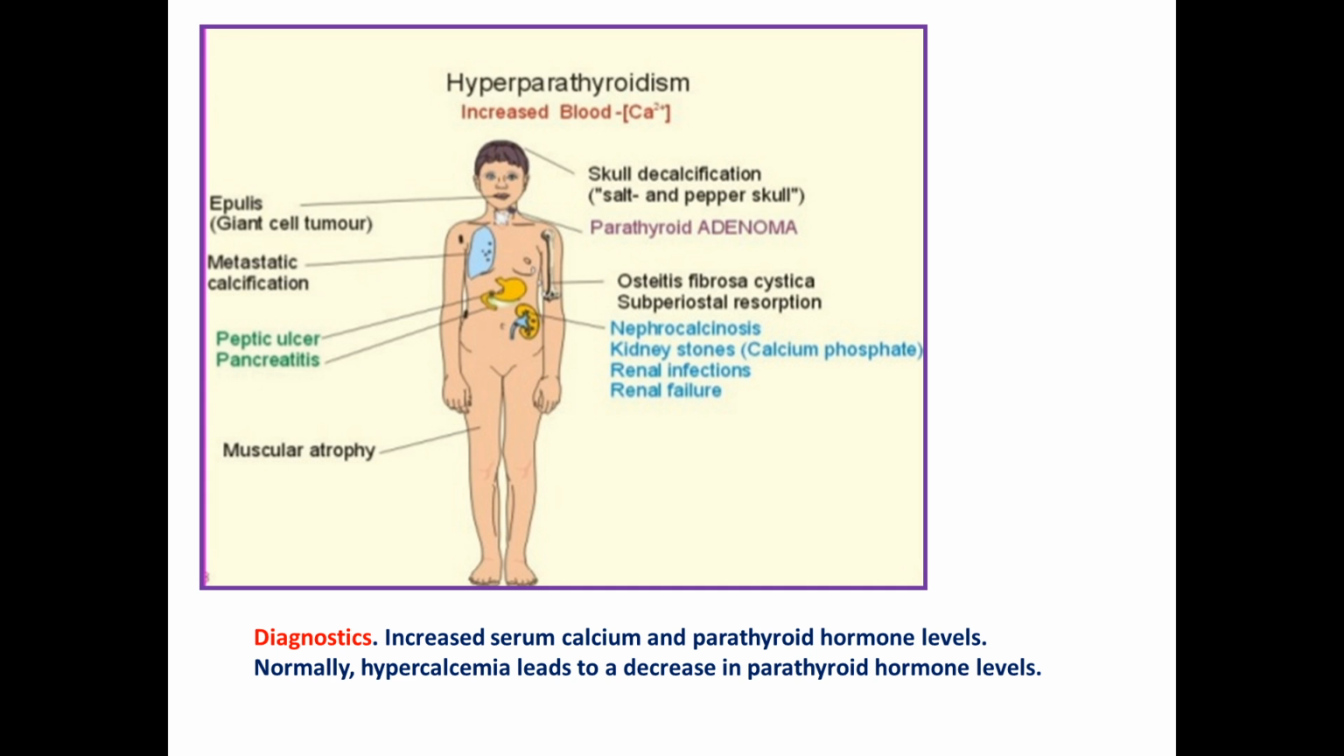Hyperparathyroidism is characterized by increased blood calcium level, which causes parathyroid changes, skull decalcifications, nephrocalcinosis or kidney stones, peptic ulcer and pancreatitis. How can you diagnose it? Of course, except for arterial hypertension, it is represented by increased serum calcium and parathyroid hormone levels.